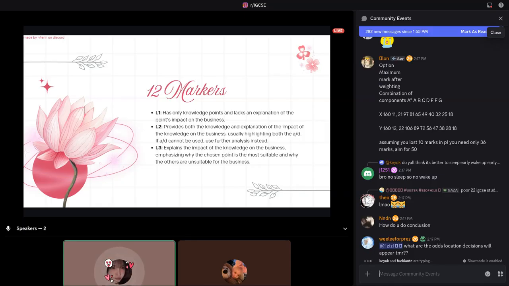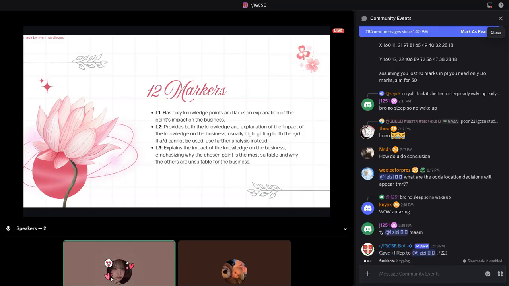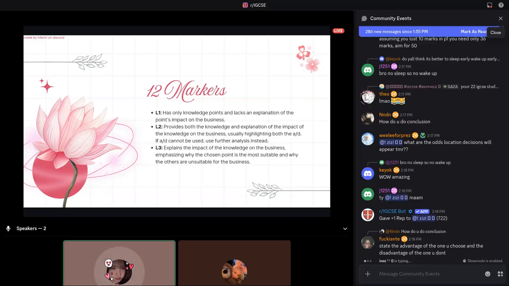Upper bound limit for time to take in 12 markers? Okay, so if we have 1 hour 15, I personally don't count it like that. I give myself 45 minutes for all the 12 markers, then the other 45 minutes for 8 markers.